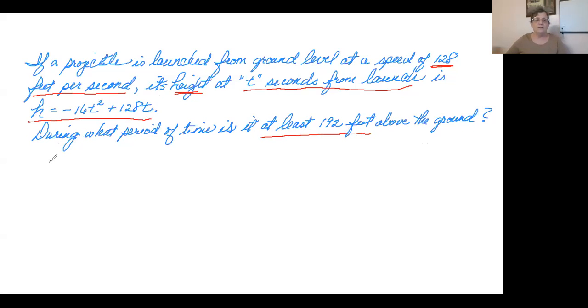So we want to know, for what period is H going to be greater than 192? Which is the same thing as saying negative 16 T squared plus 128 T is greater than 192.